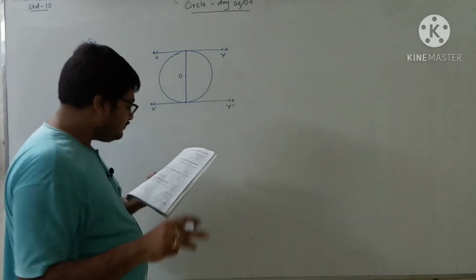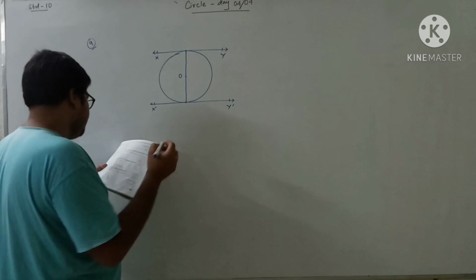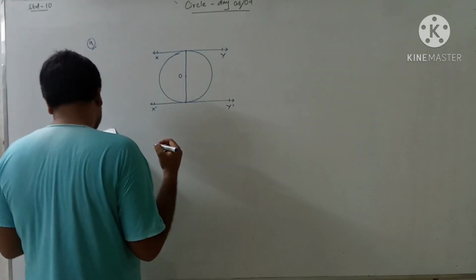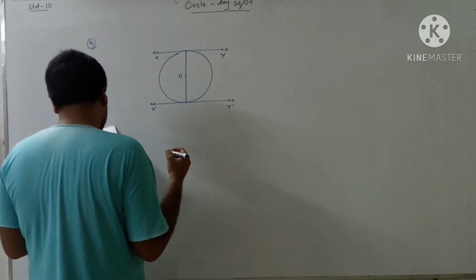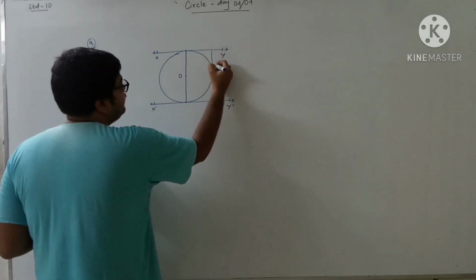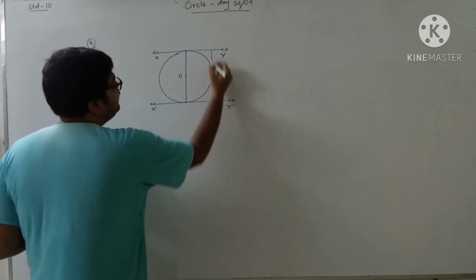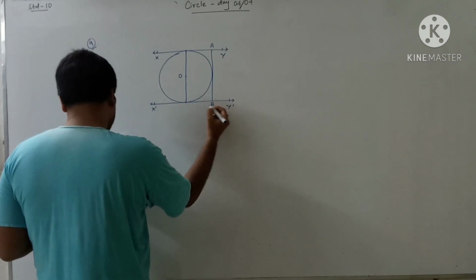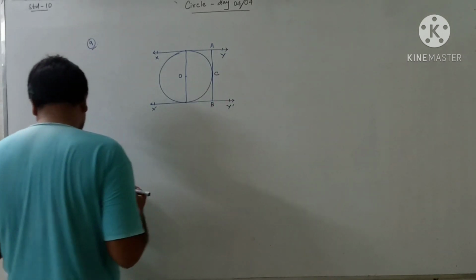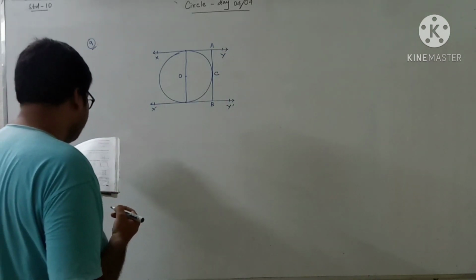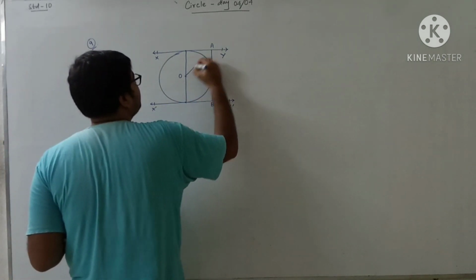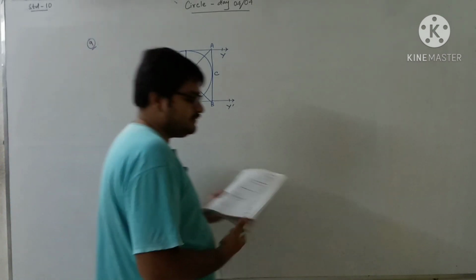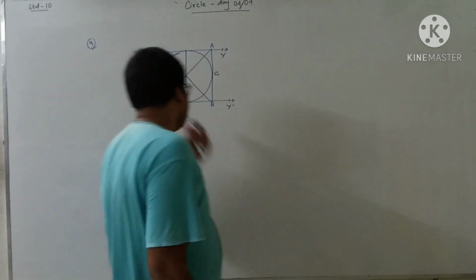Now, O is the center of the circle. Another tangent AB with a point of contact C intersects XY at A and B. What do you have to prove? Angle AOB equal to 90 degrees. This one you have to prove. So let's start the proof.